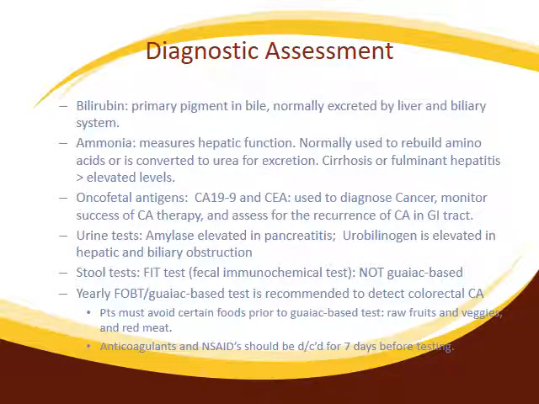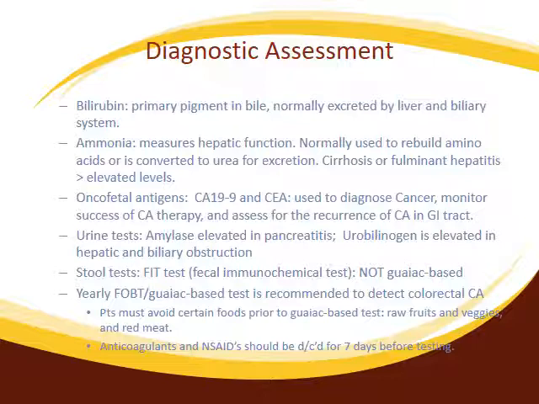Bilirubin is the primary pigment in bile, and it's normally excreted by the liver and the biliary system. So if you have elevated bilirubin, you can suspect liver problems. Ammonia measures liver function as well. It's normally used to rebuild amino acids or is converted to urea for excretion. So if you have an elevated ammonia level, that could indicate that the liver again cannot function well, and you can suspect cirrhosis or fulminant hepatitis. That's pretty severe, pretty far advanced.